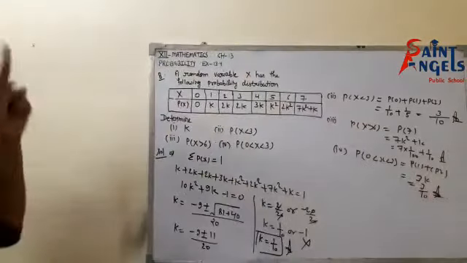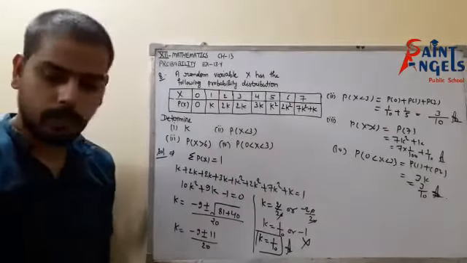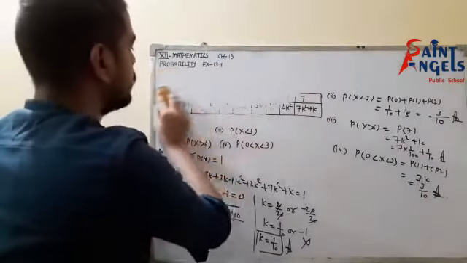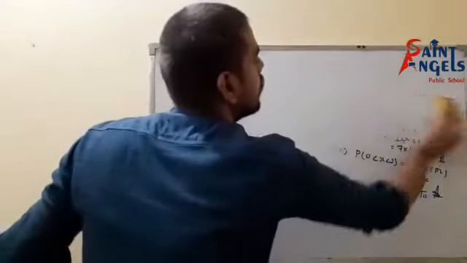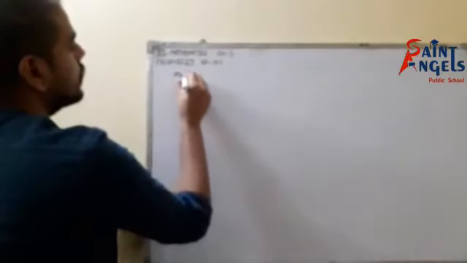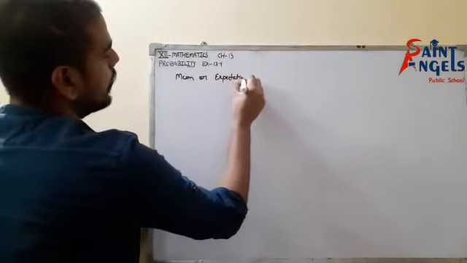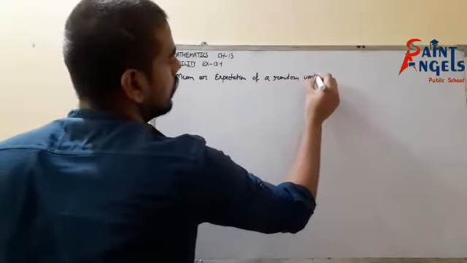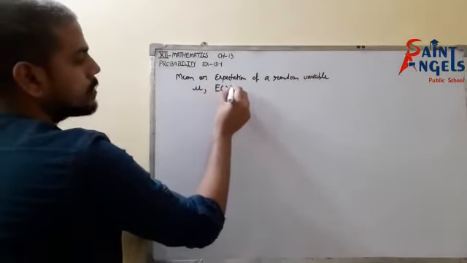Okay, so that's simple. Question number 9 is also similar to that, so you can easily solve it. But the next topic is mean or expectation of a random variable, and we denote it either by mu or E(x), the expectation of x.